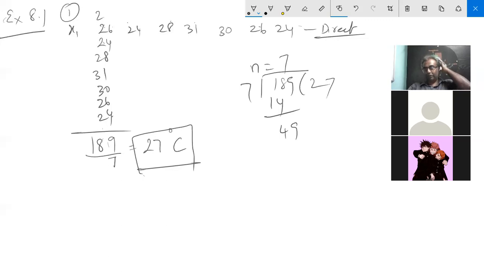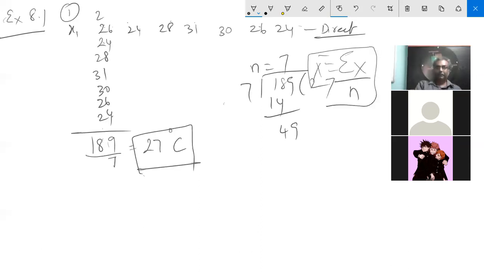I don't think you have any doubt. What is the formula? Sigma x by n. That's all. X bar equal to sigma x by n. That's all.